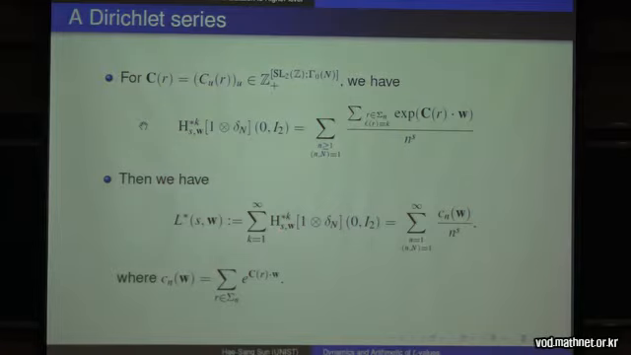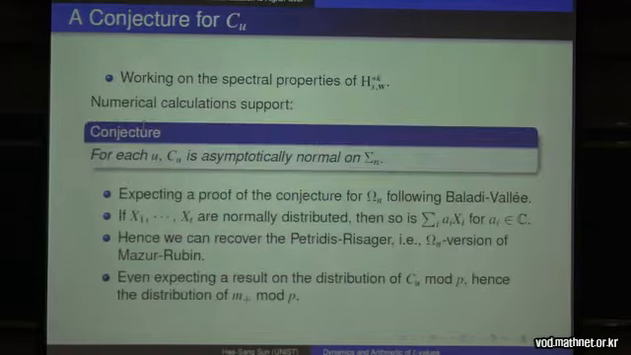this one is the summation of the operator, applying this auxiliary function and evaluated at this point. So the point is, now we can start analyzing this value and this value following Baladi and Bali. That means we need to study the spectral property of this operator, or the pseudo inverse of the resolvent of this operator. And now we can consider some conjecture on Cu. So we are now working on the spectral property of this operator.